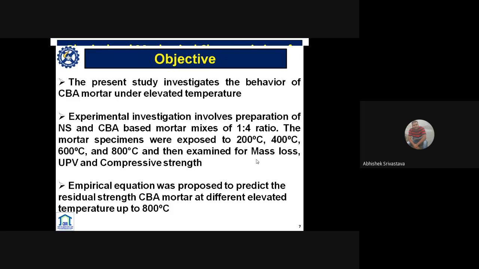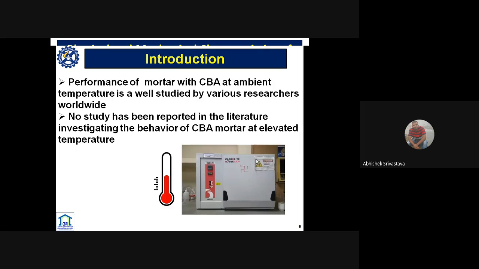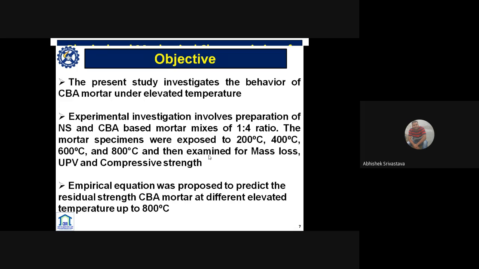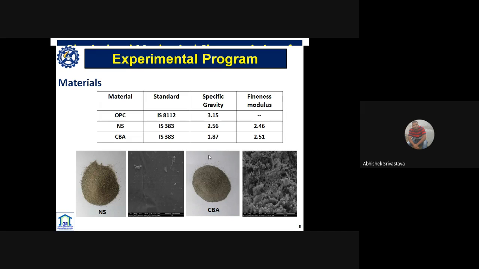The objective of the present study is to investigate the behavior of CBA mortar at elevated temperature. The experimental program involved preparation of CBA-based mortar mixes with a binder to fine aggregate ratio of 1:4, and then the specimens were exposed to different elevated temperatures from 200 to 800 degrees Celsius in steps of 200, and after exposure they were examined for mass loss, UPV and compressive strength. Furthermore, an empirical equation is proposed to predict the residual strength of CBA mortar at different elevated temperatures up to 800 degrees Celsius. First, the materials in the experimental program.